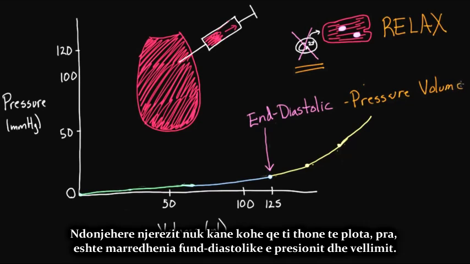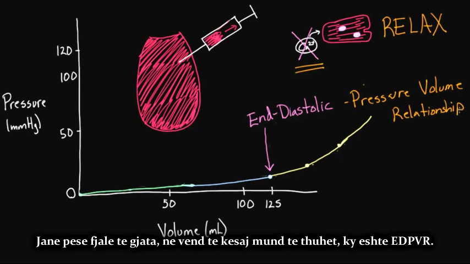And you might actually see all this kind of shortened down. Sometimes people don't have the time to say, well, it's the end diastolic pressure-volume relationship. That's 5 long words. So instead they might just say, well, this is your EDPVR. You might see that, EDPVR.